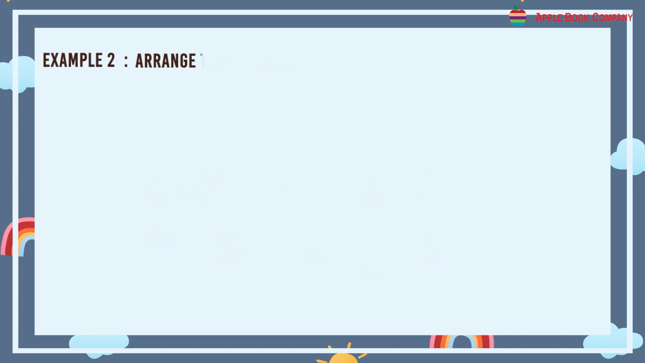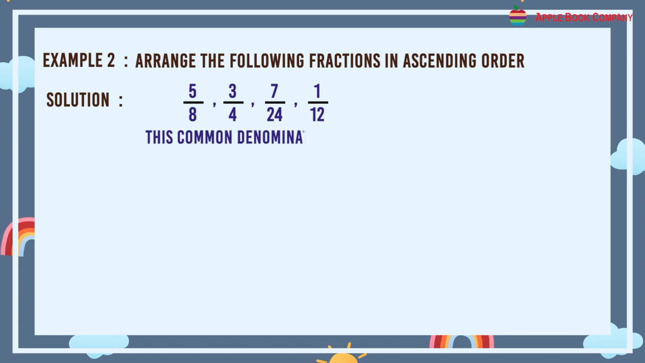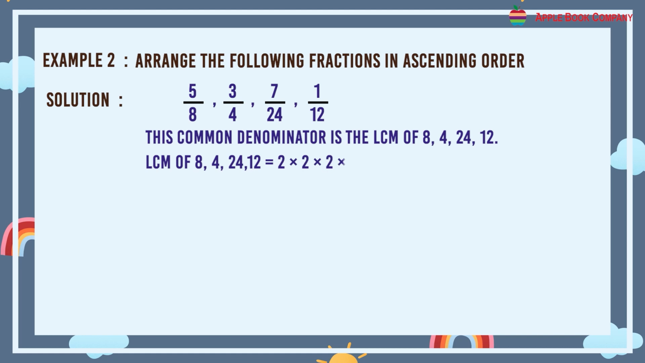Example 2. Arrange the following fractions in ascending order: 5/8, 3/4, 7/24, 1/12. Solution. Given fractions are 5/8, 3/4, 7/24, 1/12. We shall change them into equivalent fractions with a common denominator. This common denominator is the LCM of 8, 4, 24 and 12. Therefore, LCM of 8, 4, 24 and 12 is 2 × 2 × 2 × 3 equals 24.